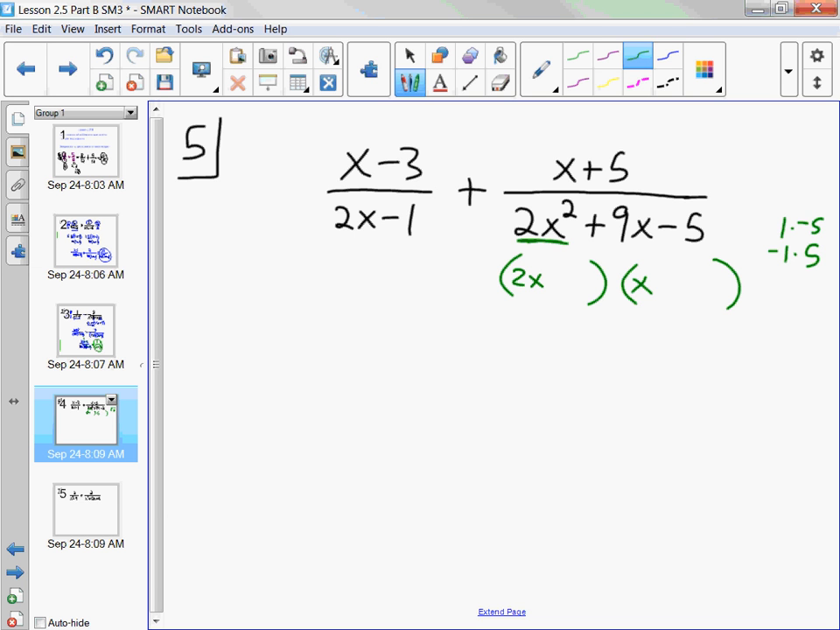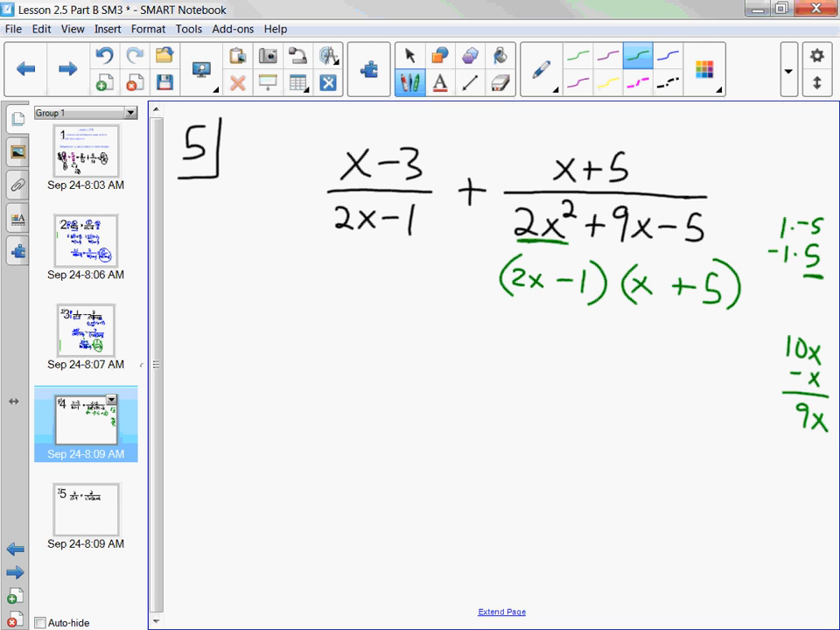And if I look at my middle term, it's a positive 9. So I'm guessing I'm going to multiply 2 by the positive 5 right here. That's going to give me 10x. And then x times negative 1 is negative 1x, which makes 9x, which is my middle term. So that is correct. So the positive 5 goes opposite of the 2x, and the negative 1 right here.